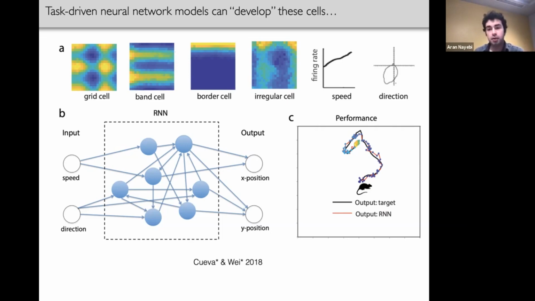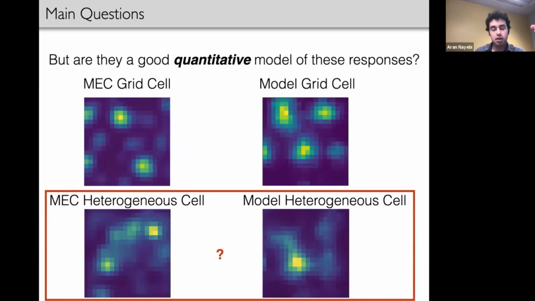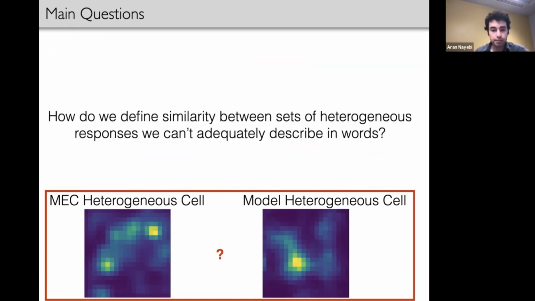And their internal units develop things that look like, at least qualitatively, grid cells, band cells, border cells, and regular cells. But the natural question is, are they a good quantitative model of these responses? And the reason why this is non-trivial is that there are a lot of ways to have different types of heterogeneity than different types of more structured patterns like grid cell responses. And what we'll show is that this is non-trivial, that not all models are equal.